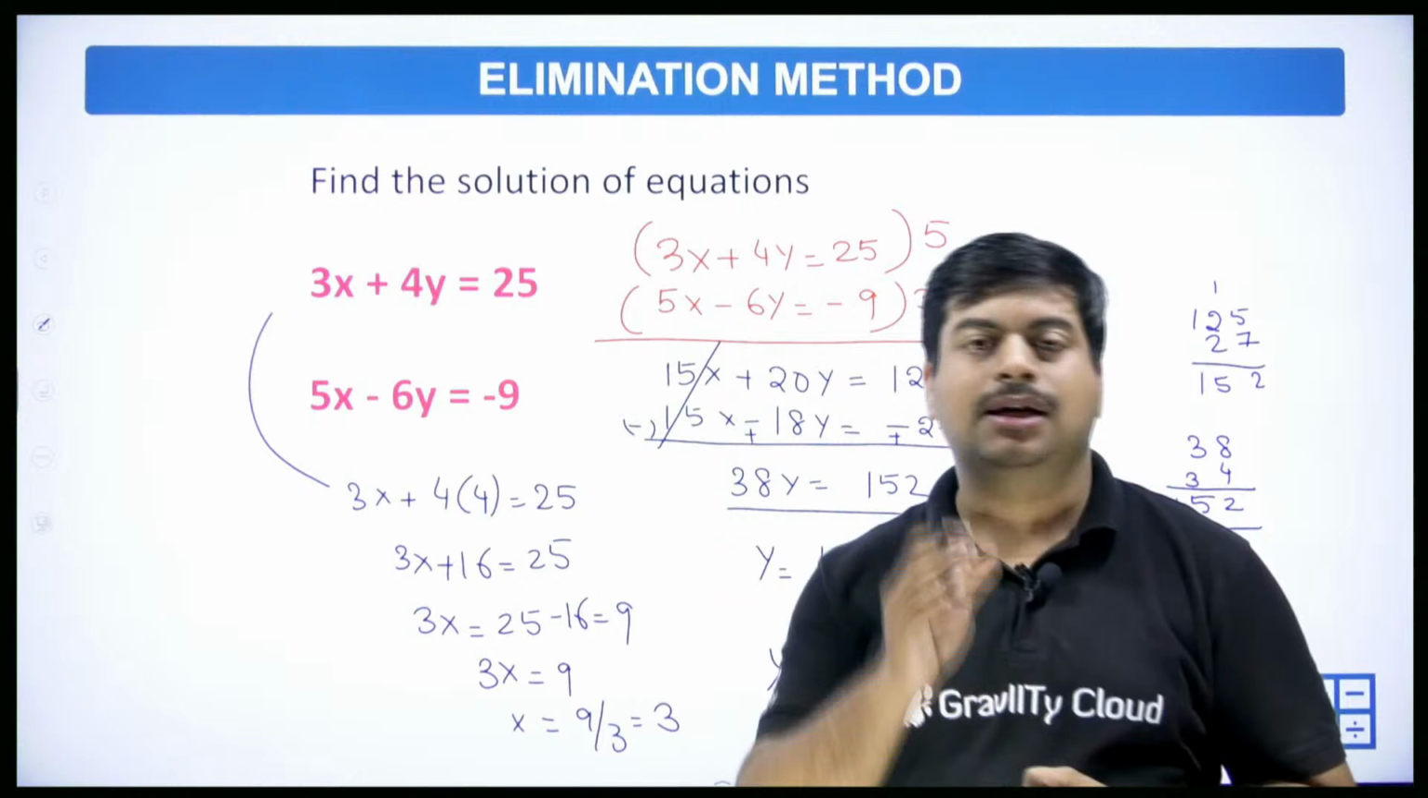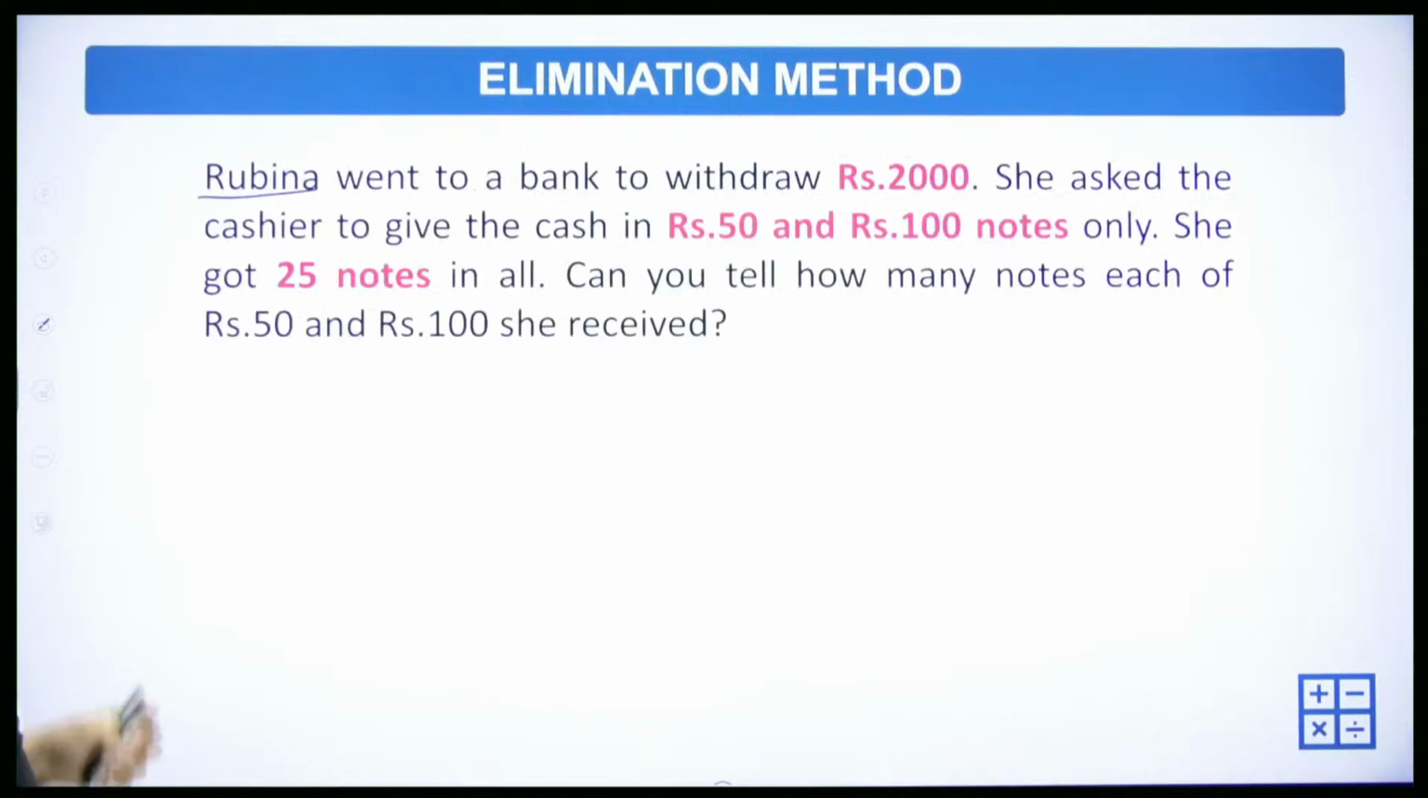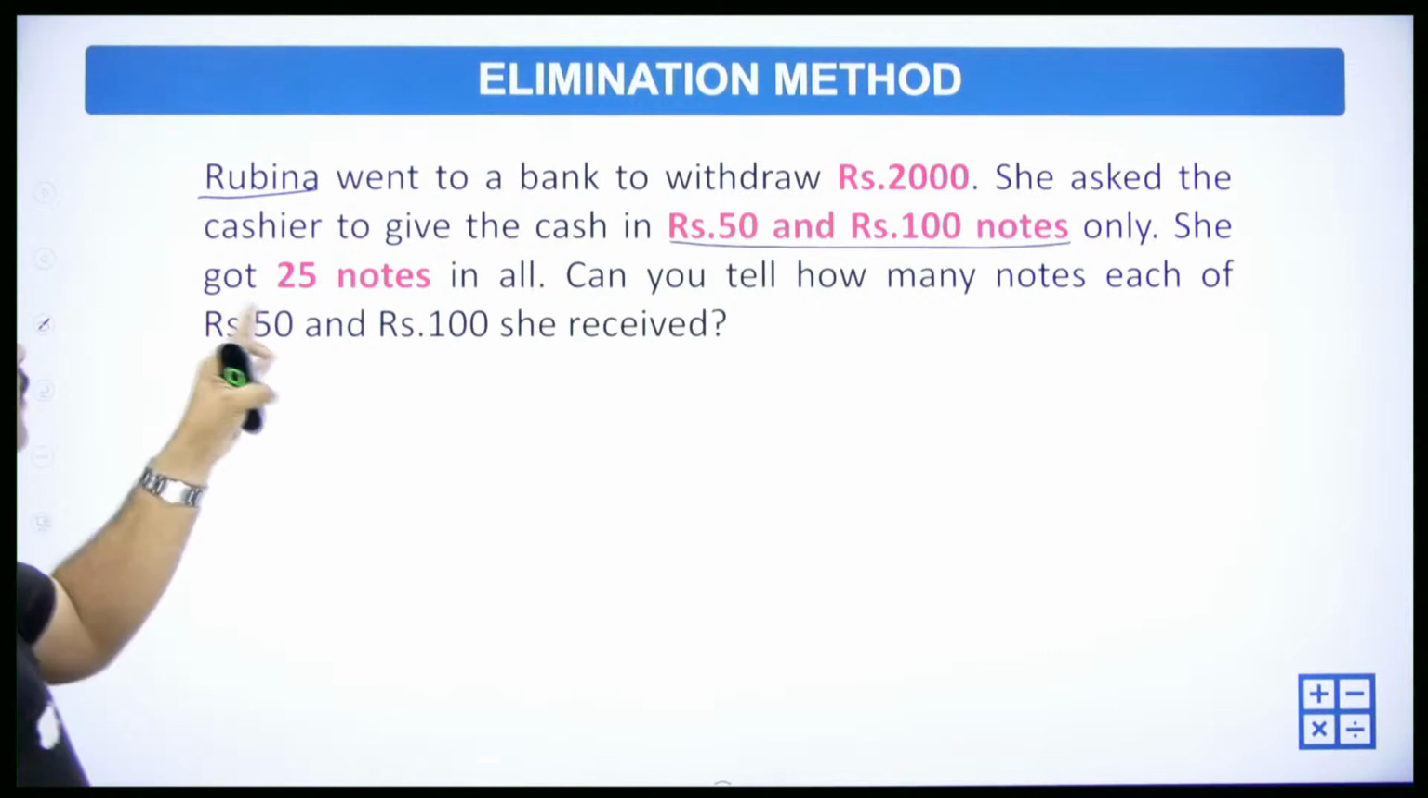Okay, so she wanted to take money from the bank. So how much? 2000 rupees. She asked the cashier to give the cash in rupees 50 and rupees 100 notes only. Right. So rupees 50 and 100 notes. How many we still don't know, but there is more information given for us. She got 25 notes in all. Can you tell how many notes each of 50 and 100 she received?